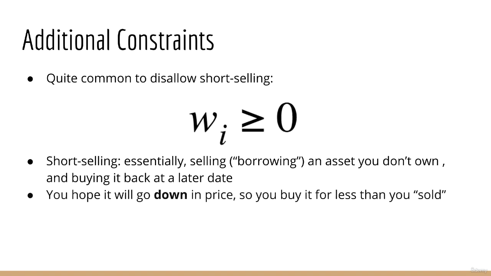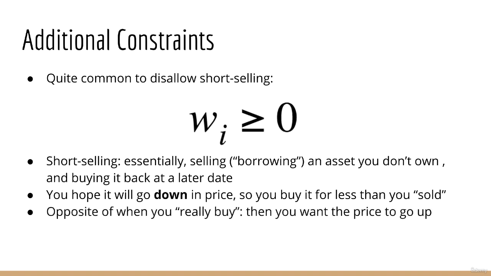Your hope is that the asset will go down in price so that you can buy it back for less than what you sold it for originally. Note that this is the opposite of what you want with an asset that you would actually buy. If you actually buy a stock, you want it to go up in price so that you can sell it at a later date for more than what you bought it for. In either case, whether you allow negative weights or not, it still must be that the sum of the weights should be 1.